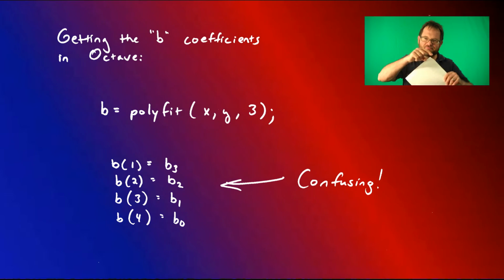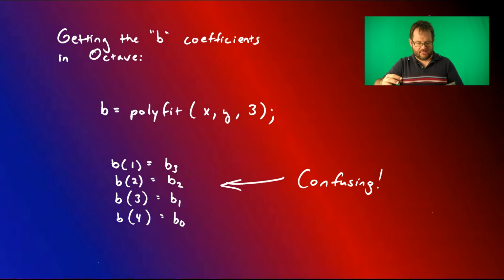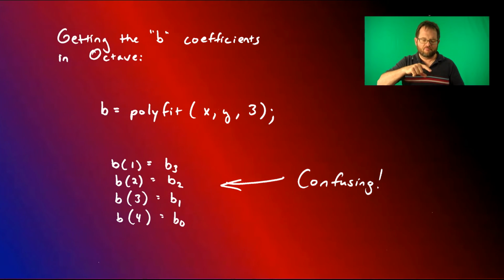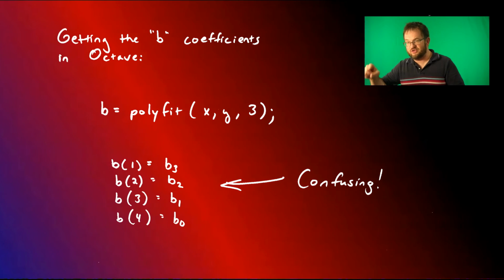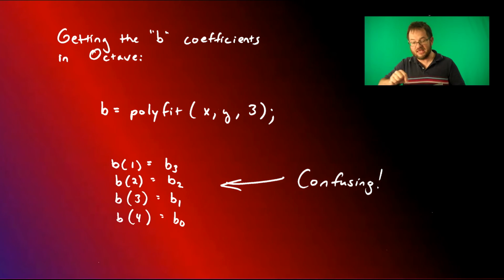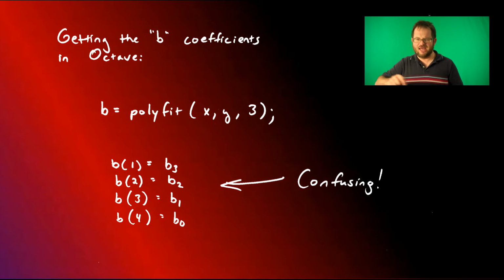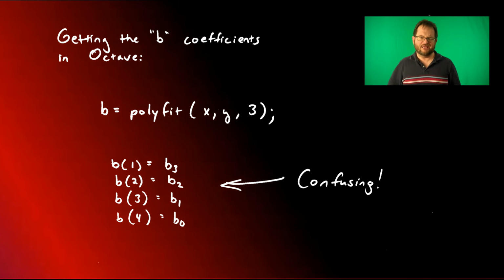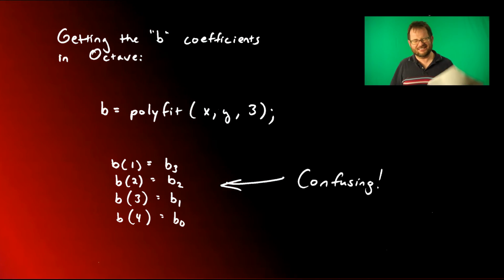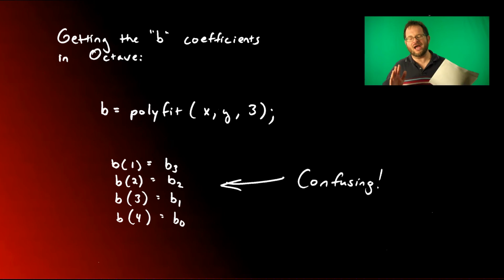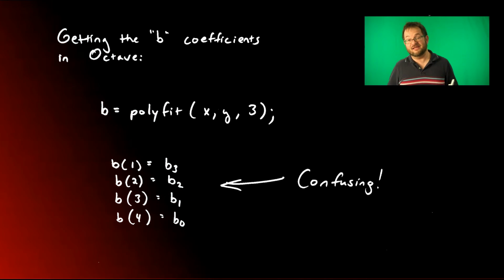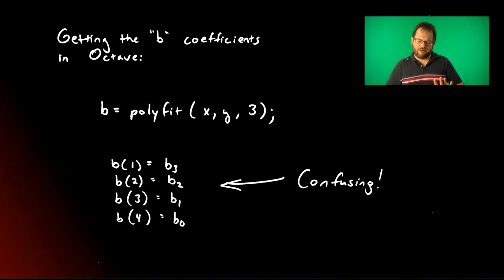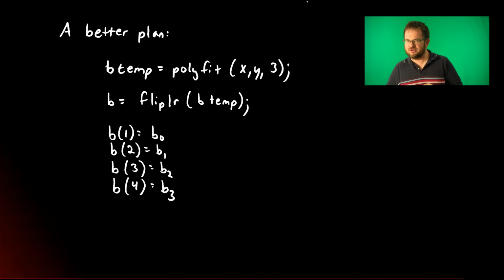And the value that's in B parenthesis 2, well, that happens to be B2. B parenthesis 3, the third column of the first row of B, is actually B1. And B parenthesis 4, the fourth column of row 1, is B0. That is just so confusing. There must be some reason why it's done that way, but that is just confusing and not useful for how we're going to be doing it. So I have a better plan for you. We're going to introduce one more little command in here, but you're going to be grateful for this.